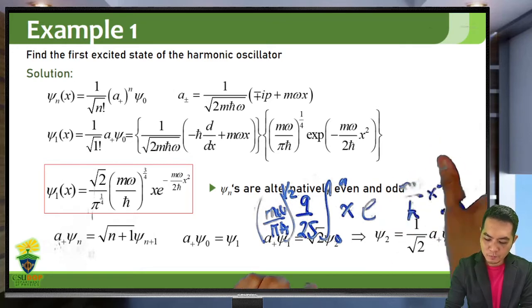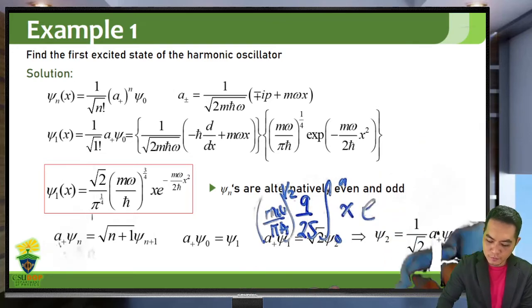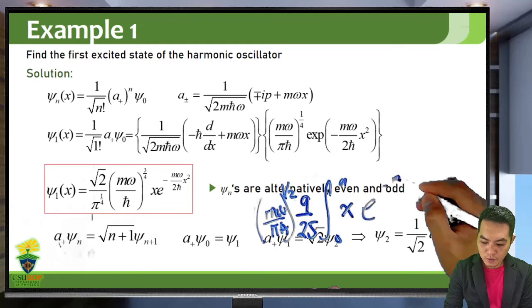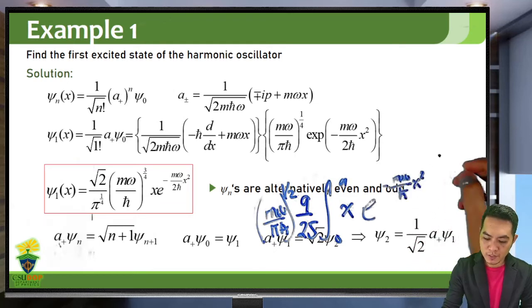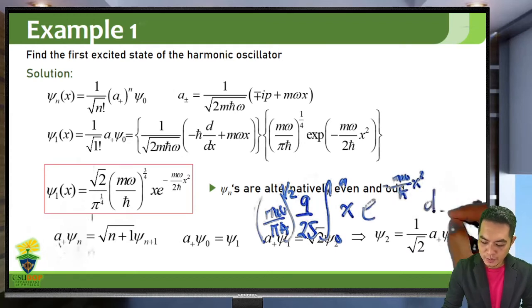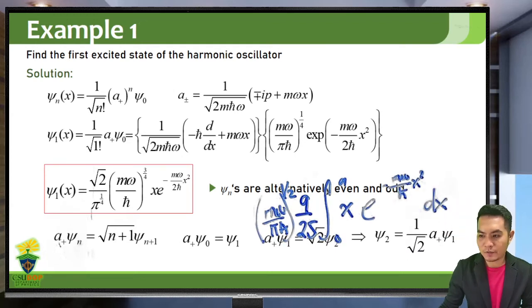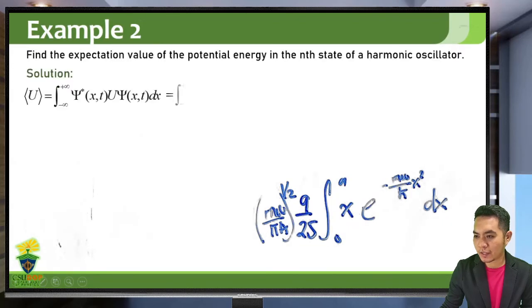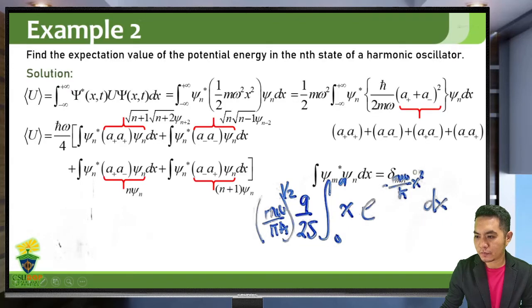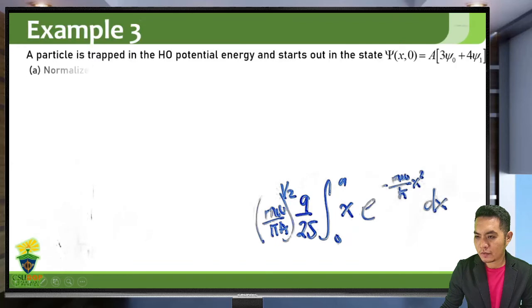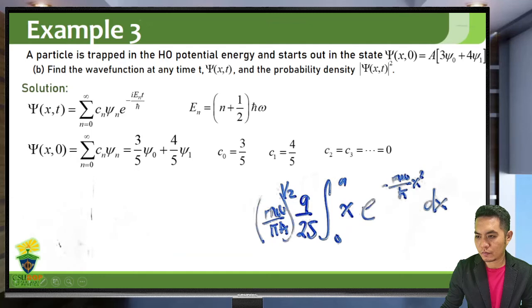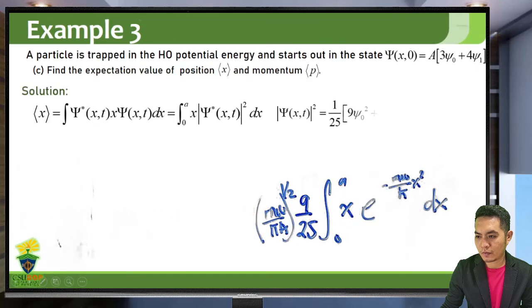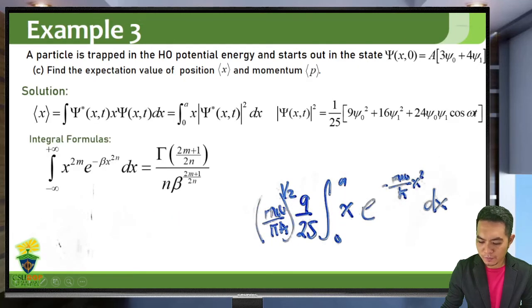Okay, I'm just gonna use this in exponential form: e to the negative m omega over h bar x squared. Take note, the 2 here cancels out because we raise it to the power of 2, dx. So this is the first integral. So let's go back to example number 3, letter C. Okay, so this is actually the first integral.